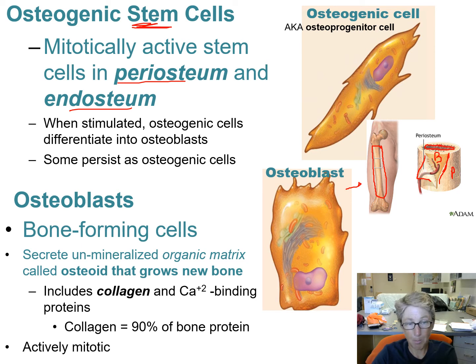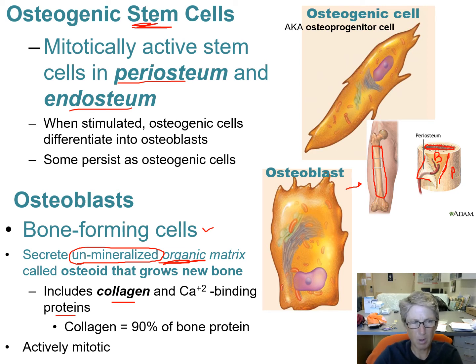Osteoblasts, like I said, are bone forming cells, and osteoblasts will secrete the matrix. Now we're going to call it the organic matrix. It's organic because it has collagen and calcium binding proteins in it. The organic matrix that the osteoblast secretes does not have minerals in it. The minerals, like calcium, will come along later to make the bone hard.